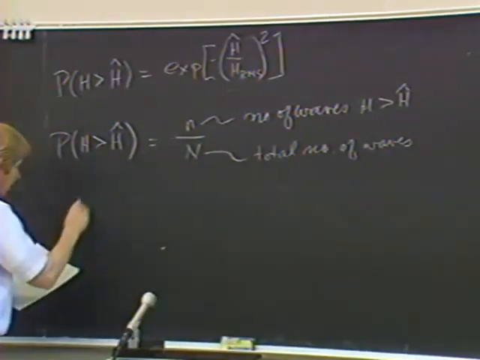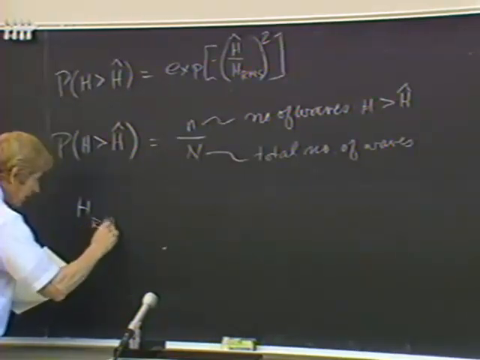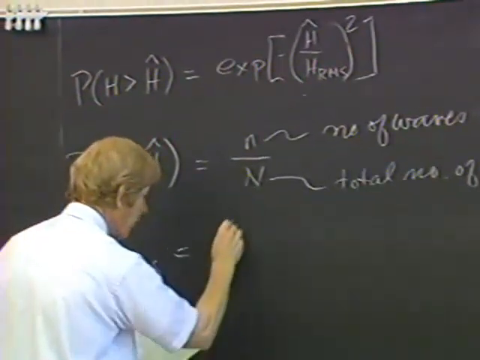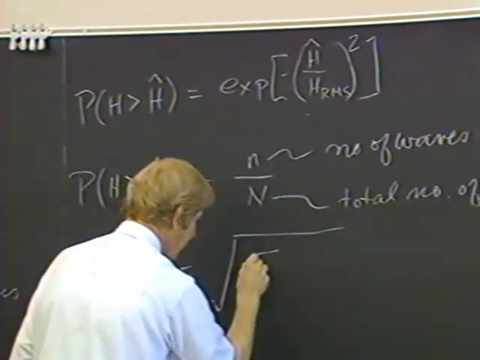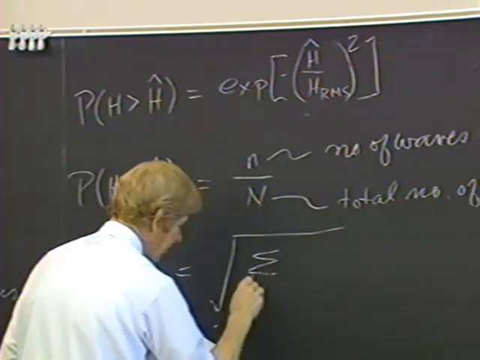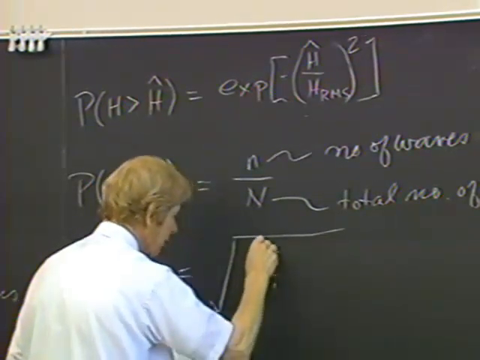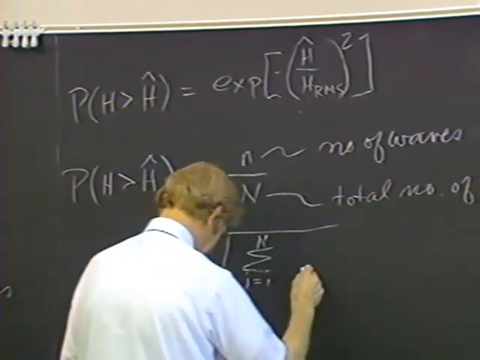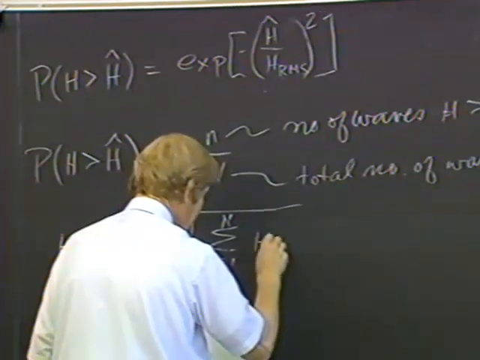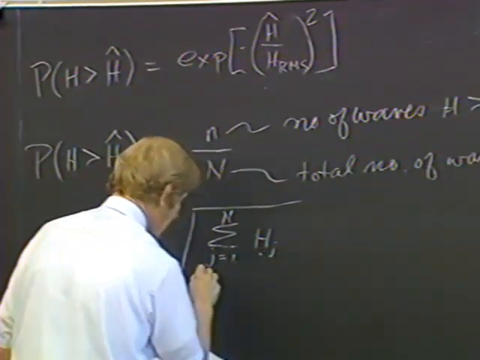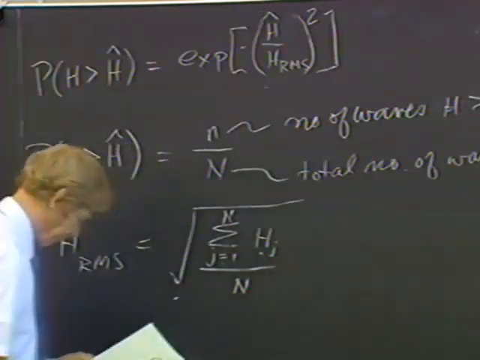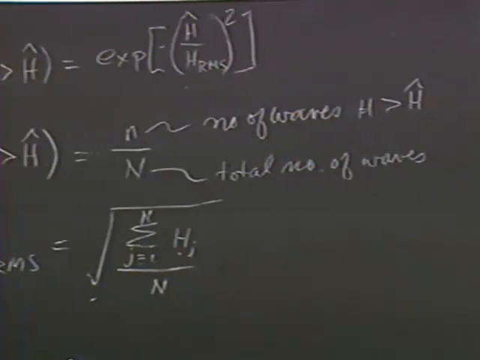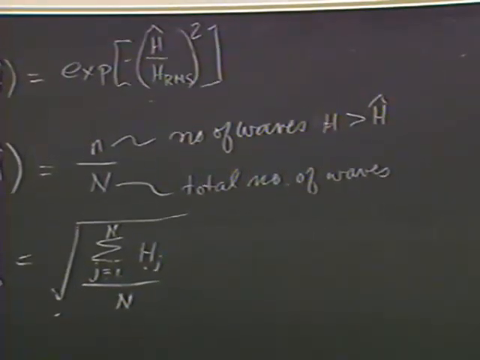And H RMS, root mean square, is just what you'd expect for a root mean square. It's the square root of the mean of the waves. So the sum of j goes from 1 to N, of H sub j squared, divided by N. You're all familiar with root mean square for electricity and magnetism, for example.